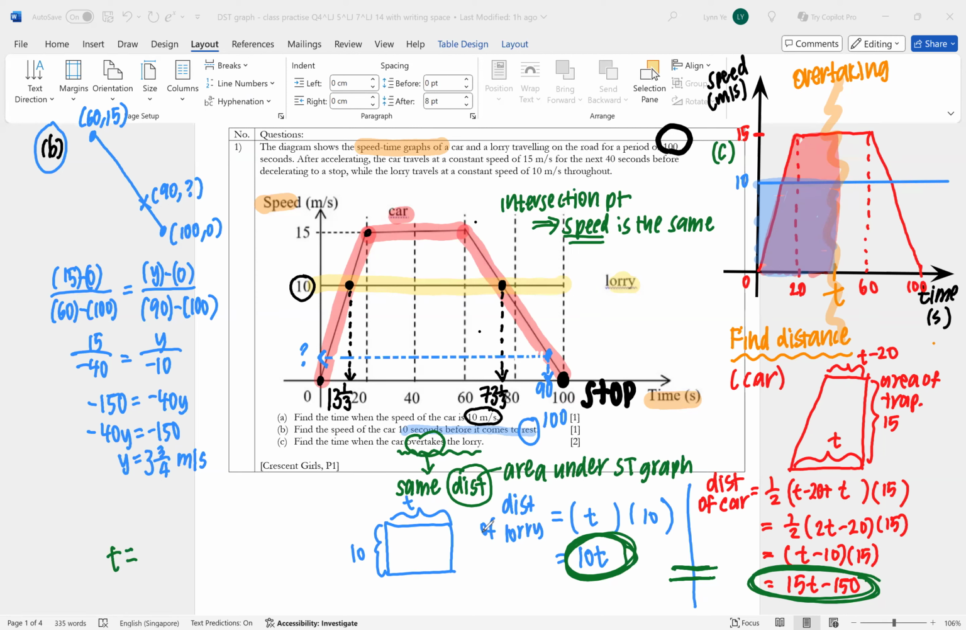Okay, so right now, from here, you know that the time, if you solve it carefully, you need to have units. So the time is 30 seconds. Okay, so with that, we are officially done with question 1. Now let's move on to question 2. So I'm going to clear screen and let's move on to question 2.